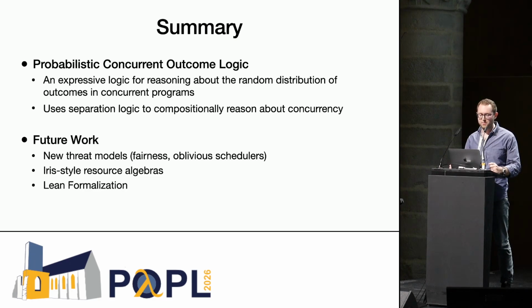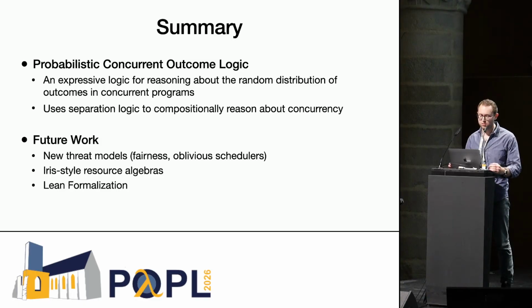Okay, so to sum up, I introduced probabilistic concurrent outcome logic. It's an expressive logic for reasoning about the way that outcomes are distributed in parallel probabilistic programs. We use separation logic to compositionally reason about concurrency, but the meta theory was kind of brand new and quite a bit more complicated. For future work, we're interested in looking at different scheduler assumptions.